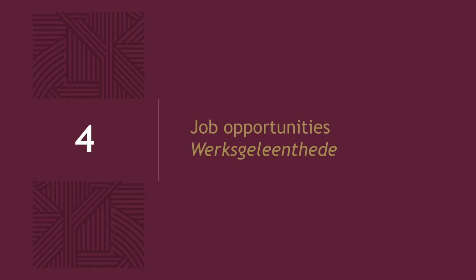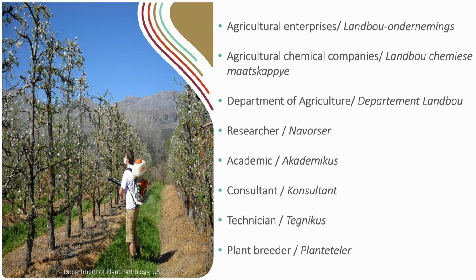So what can you do with a degree in plant pathology? Plant pathology is one of your major subjects, which you can combine with agronomy, horticulture, soil science, genetics. So here's a list of possible job types that you can fulfill with a degree in plant pathology. Possible employers could include agricultural enterprises like seed companies, fruit or vegetable producers, agrochemical companies, Department of Agriculture, DALRRD, as a researcher at the quarantine station, or as a researcher at the Agricultural Research Council, and various other industries that all support agriculture within South Africa.